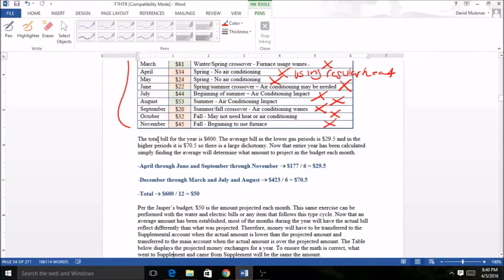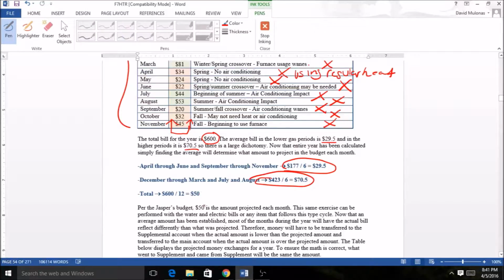So what we want to do here is just perform our exercises that we have with the other two examples with bowling and childcare. So we can see that if we add up all of this right here, the total bill is $600. So just for some numbers here, we see the lower gas periods at $29, and higher periods it was $70.50. So there's a large dichotomy, right? It's a big swing. Your range is very big. But in terms of the actual bill amount, it's not too bad in this case. So that's what we're reflecting right here.